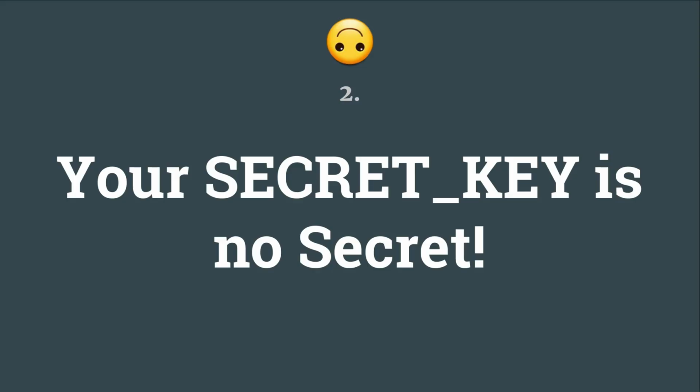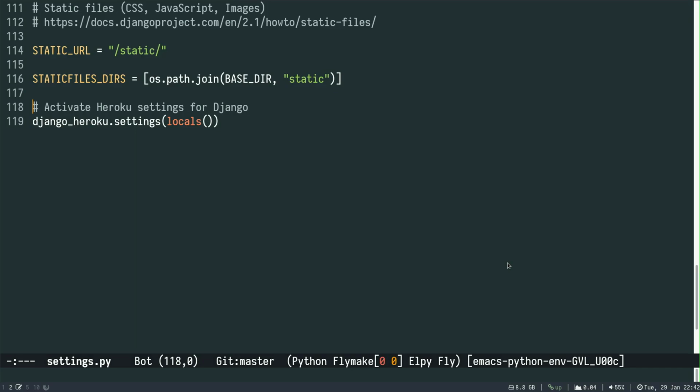Your secret key is no secret. Your secret key is checked into source control. Now, if your source gets leaked or even open sourced, your data can be compromised. Fortunately, Django Heroku activated in settings.py can pick up the secret key from your environment.